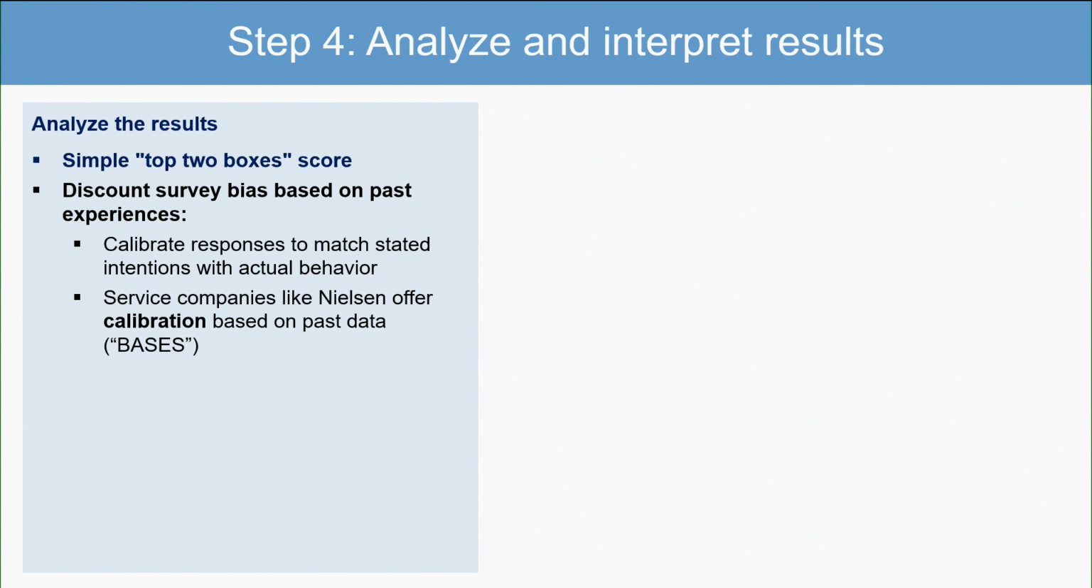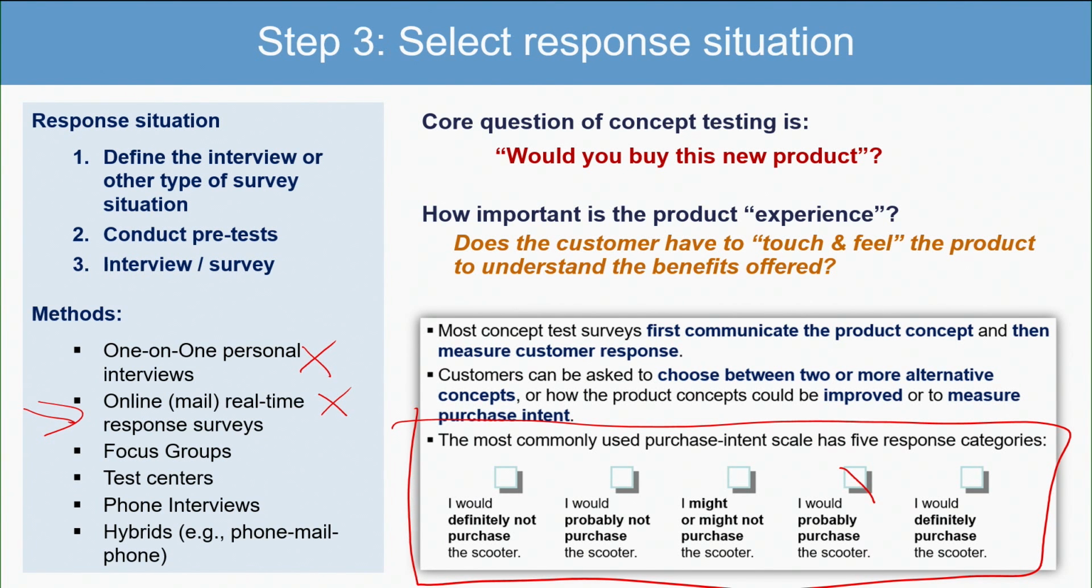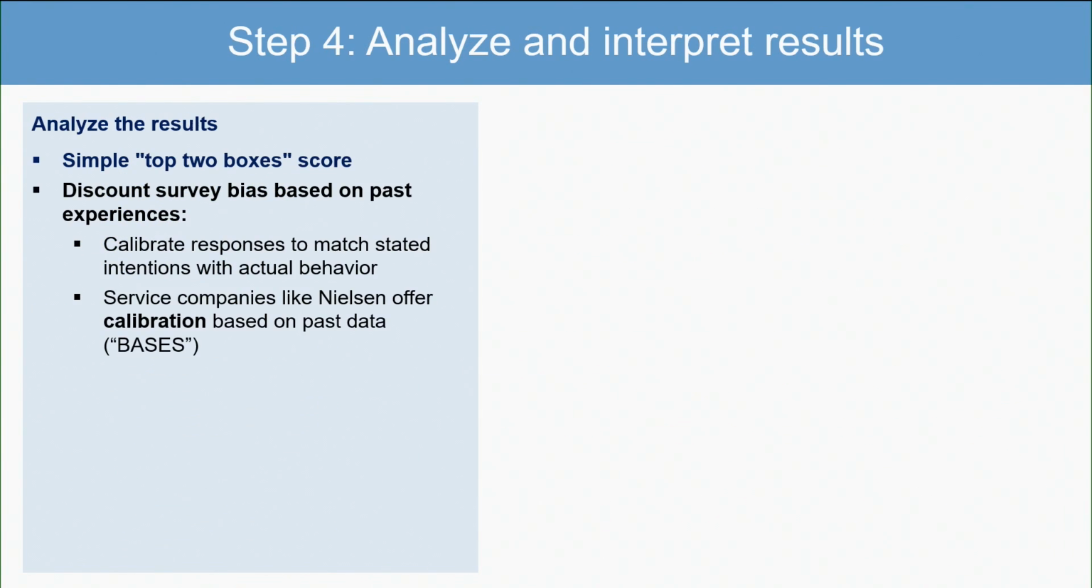Often we just take the 2 top boxes. So in this case, people that would have ticked I would probably purchase it and definitely purchase it. We calculate how many of these people were included in our sample. We can multiply it, if this was a representative sample, with the overall market size, and we would come to our market. Not so simple.